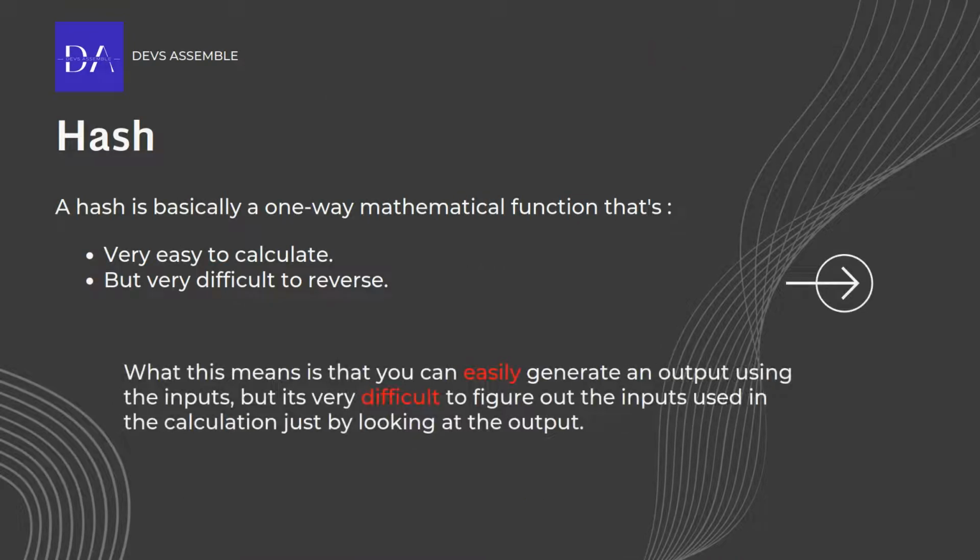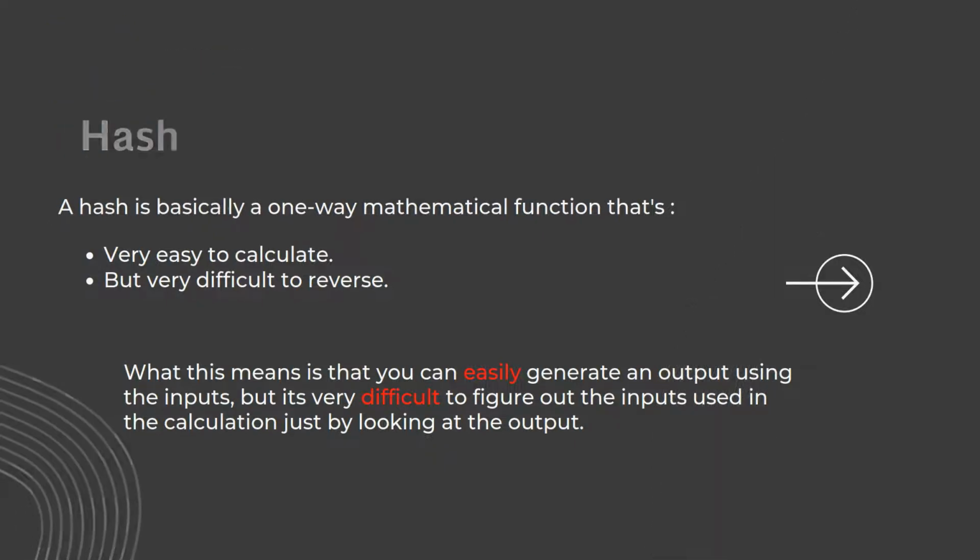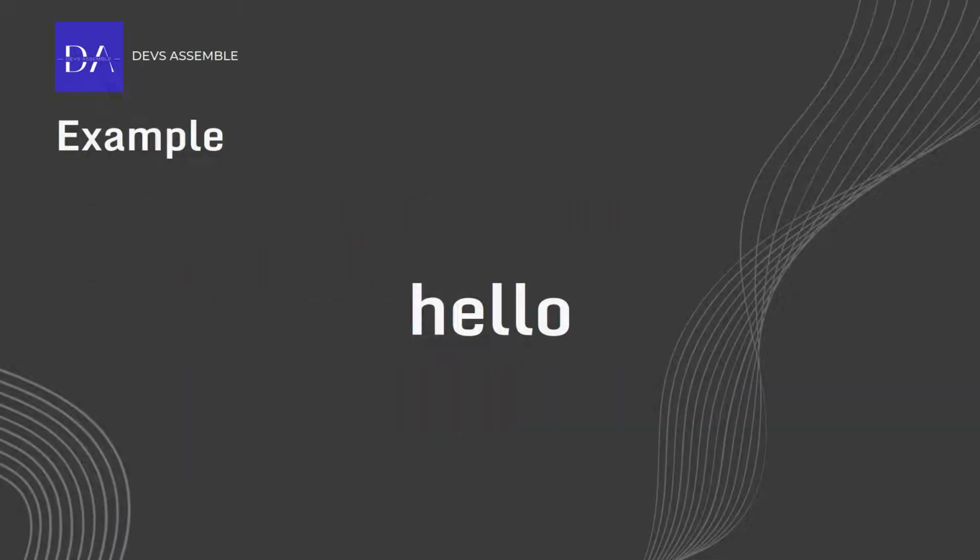So a hash is basically a one-way mathematical function that's very easy to calculate but very difficult to reverse. What this means is that you can easily generate an output using the given inputs, but it's very difficult to figure out the inputs used in the calculation just by looking at the output. Let's take an example of a very simple hashing algorithm. Let me tell you, this is just an example to understand the logic and it's never really used in the real world.